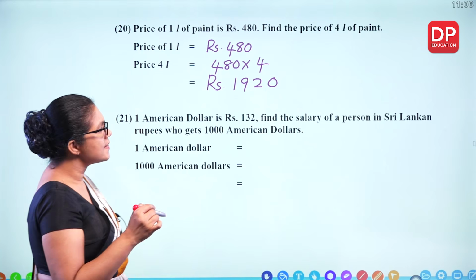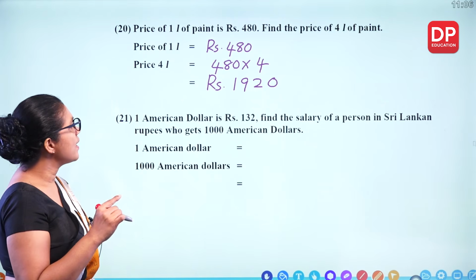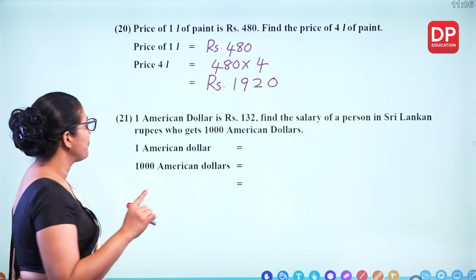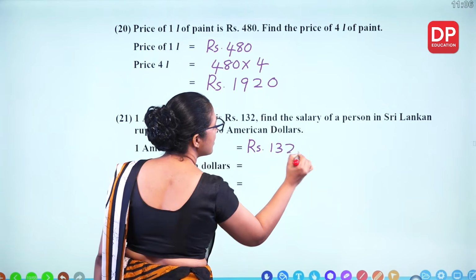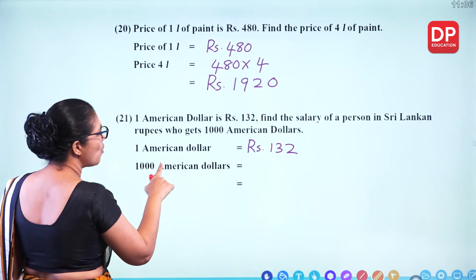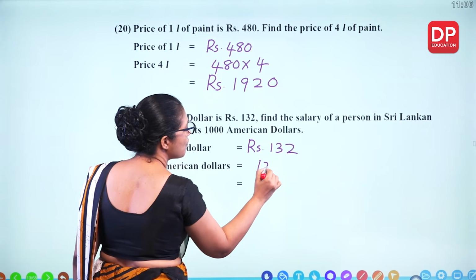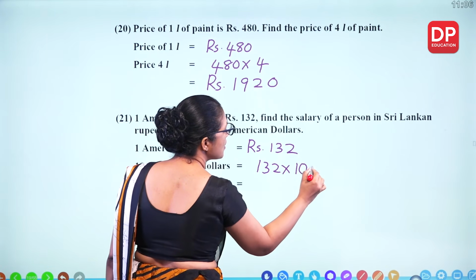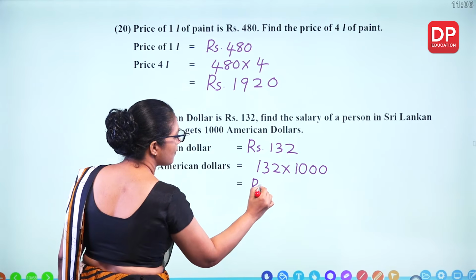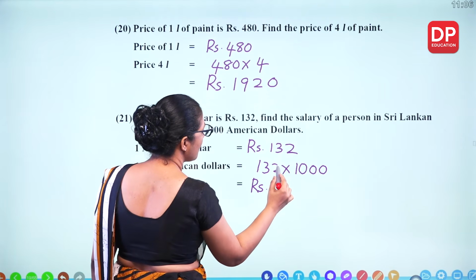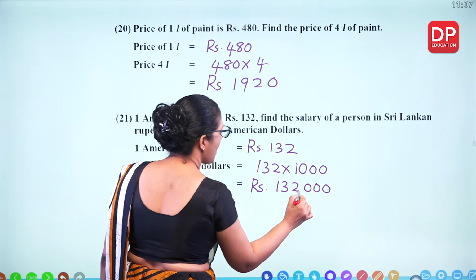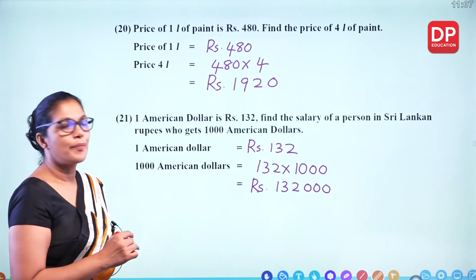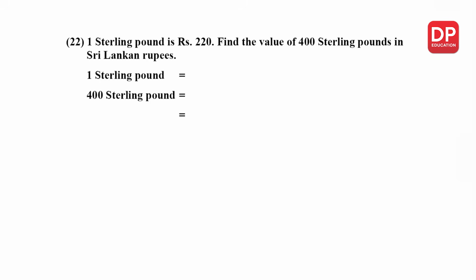1 American dollar is 132 rupees. Find the salary of a person in Sri Lankan rupees who gets 1,000 American dollars. So 1 American dollar is 132 Sri Lankan rupees. So what about 1,000 American dollars? You have to multiply by 1,000. So put 3 zeros. 132,000 rupees.